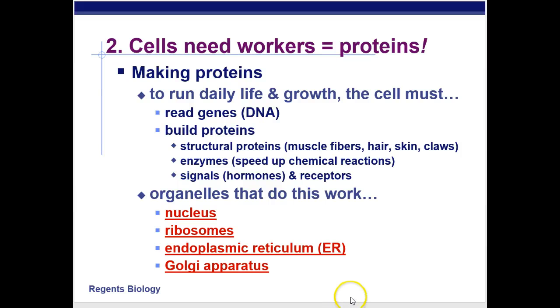Cells need workers, and those are the proteins. They run the daily life and help the growth of the cell, etc. Proteins, again, can come in many forms, from being structural to being enzymes to being signals like hormones and receptors. They can also be our antibodies that function for our immune system. Organelles that do this work are the nucleus, the ribosomes, the ER or endoplasmic reticulum, and the Golgi apparatus.